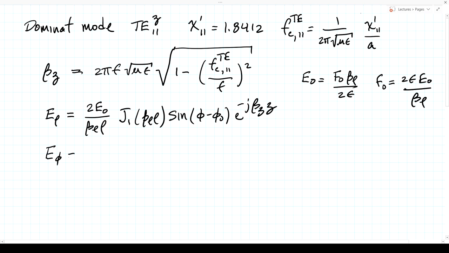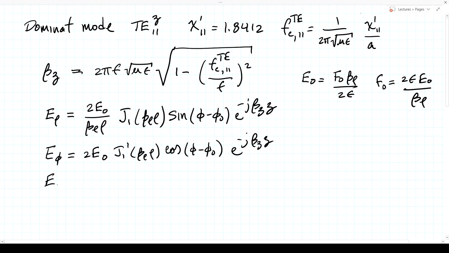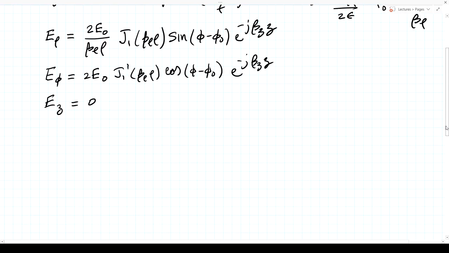E phi, with this same definition for F0, is 2 E0 J1 prime (beta rho rho), cosine of phi minus phi 0, times the z dependence. Of course, Ez is equal to 0. TEz mode.